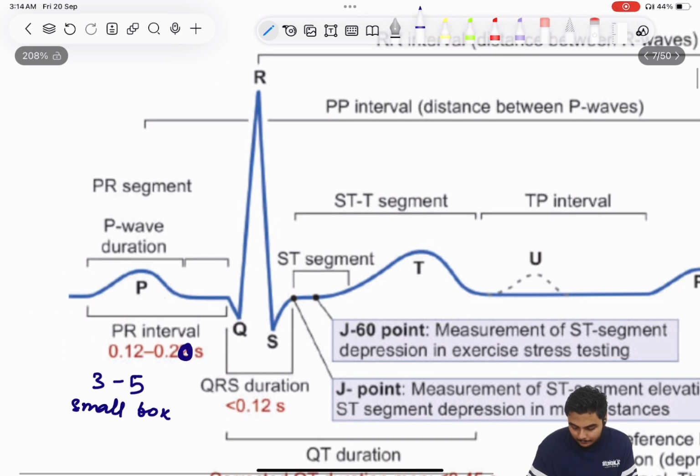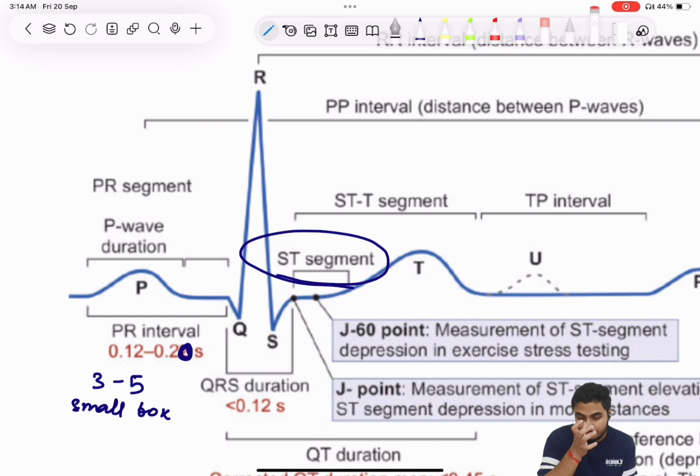After that, we can also see there is an ST segment. The place where the S wave ends and the T wave starts, between them is an isolated line, which we call the ST segment. Also, guys, we have something called the J point. So what is the J point? The J point is the point where the S wave ends and the T wave commences. The significance of it we will learn later.